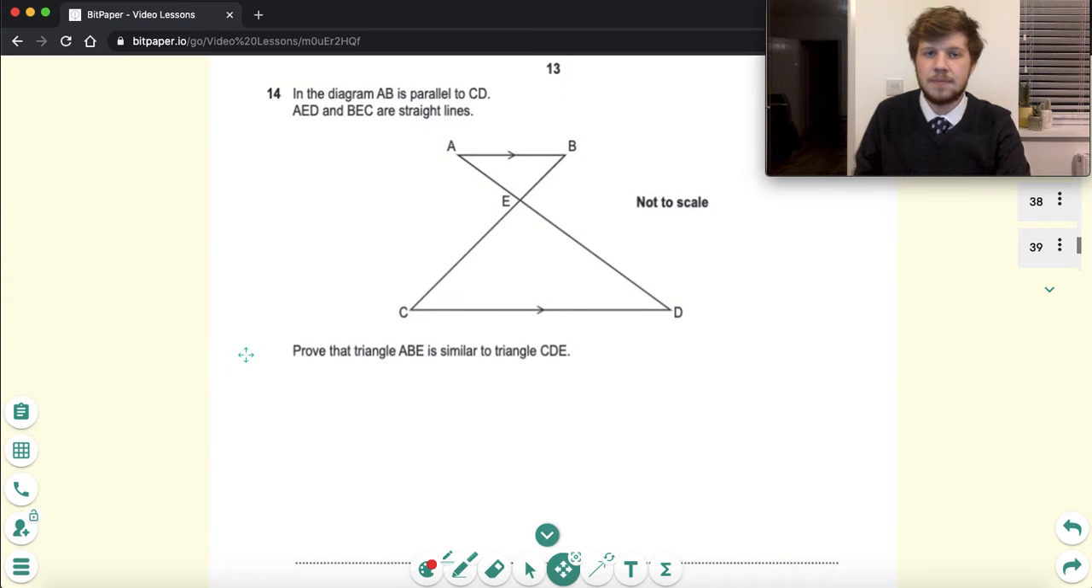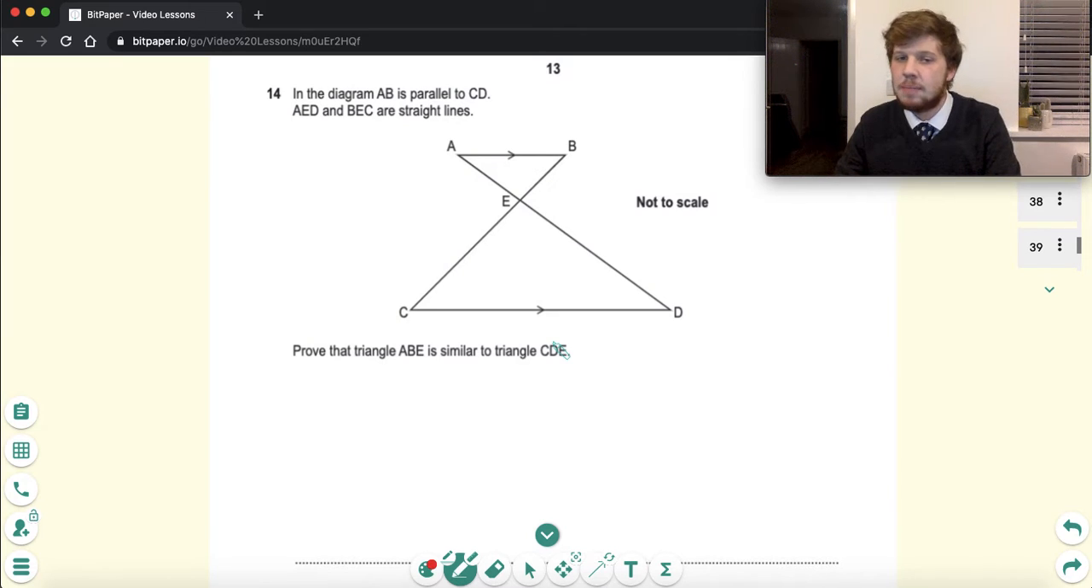Question 14. In the diagram AB is parallel to CD. AED and BEC are straight lines. Prove that the triangle ABE is similar to the triangle CDE. Okay, so I've got parallel lines, and when I think about parallel lines, the main thing I'm thinking about is angles. So, in order to note this as a proof that they're going to be similar, I'm going to be trying to look at getting all the angles to be the same in some way.